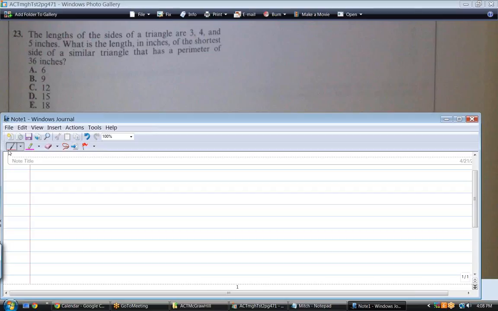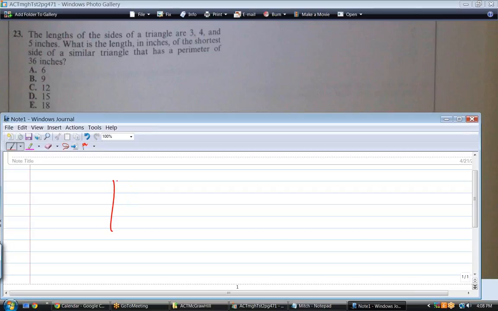What's the perimeter of this triangle? The 3, 4, 5 triangle. What's the perimeter of that? 12. Okay, 12. And what we know about similar triangles is they have a similarity ratio where every side has that same ratio to its same side of the two triangles.